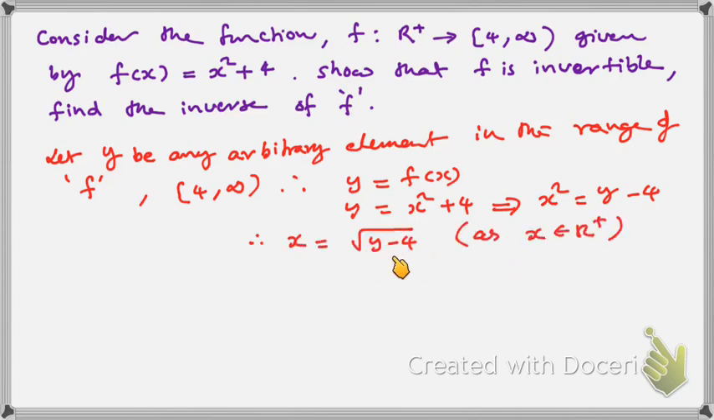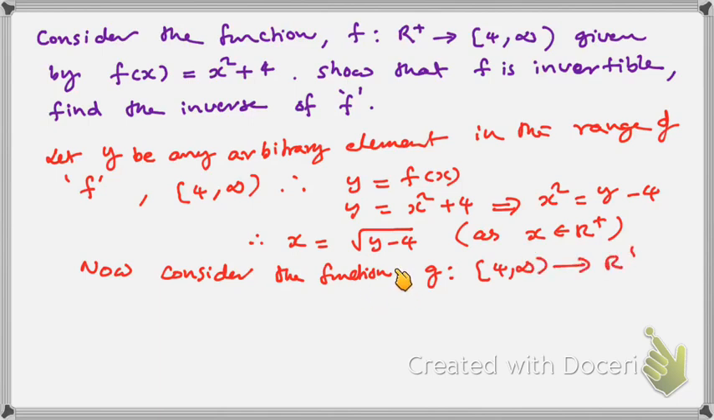So I found x in terms of y. And I didn't take it as plus or minus. I only took x is equal to root of y minus 4, as x is a positive real number. What I'm going to do is this expression which I found, the reverse expression, I'm going to call as a function g.